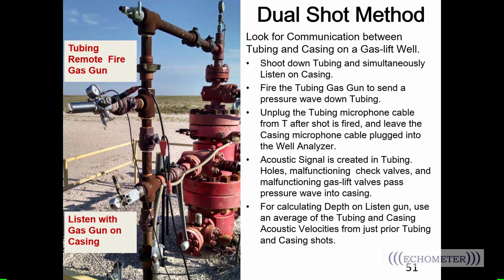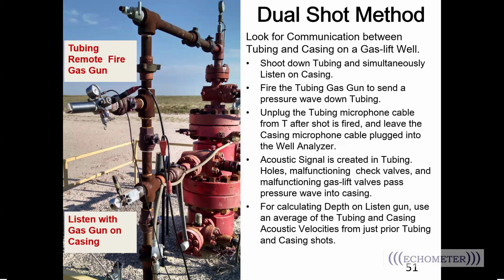The acoustic signal is created in the tubing. Holes, malfunctioning check valves, and malfunctioning gas lift valves are going to pass that pressure wave into the casing. Once you shoot that pressure wave, it characteristically wants to expand. And so it's going to expand through, and we're able to identify any pressure communication.